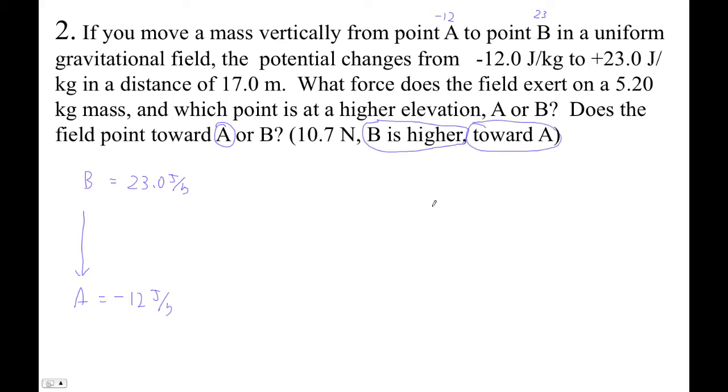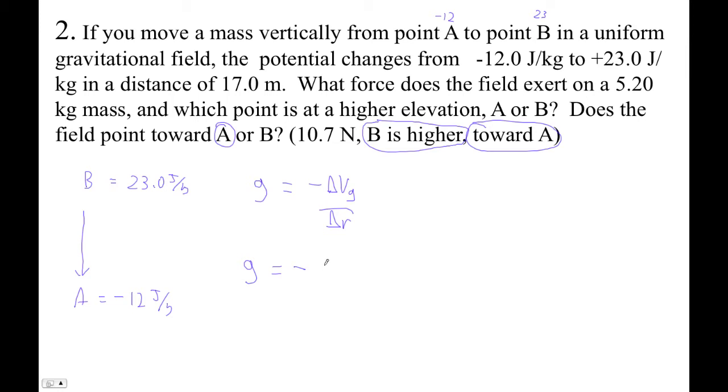And then what force does the field exert on a mass? Okay, so let's see. I think I'm going to use this. G is the opposite of change in Vg over change in R, right? Okay, so G is the opposite of, oh, R, okay, I get it.